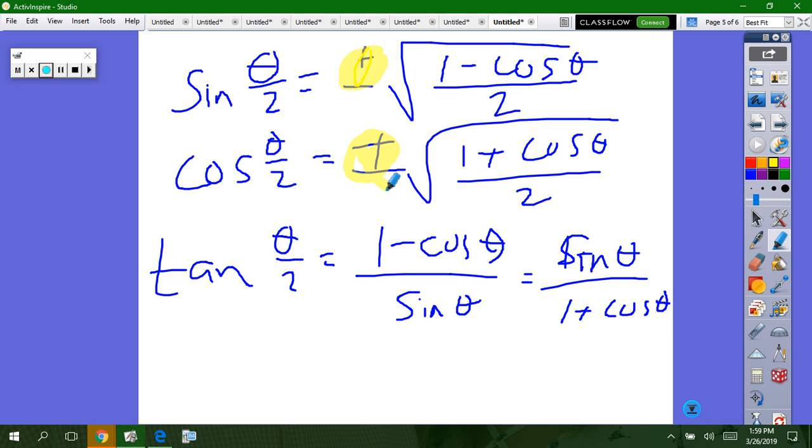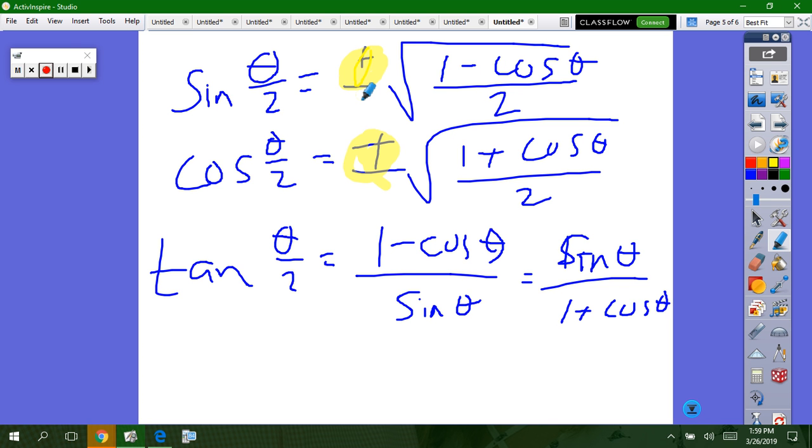It's because of the quadrant. Let me give you an example. Let's say 300 degrees. What quadrant is 300 degrees in? It's in quadrant 4. Notice sine would be negative, cosine would be positive, tangent would be negative, right? But if I go 300 divided by 2, that puts me at 150 degrees. That's in quadrant 2. Is sine positive or negative in quadrant 2?